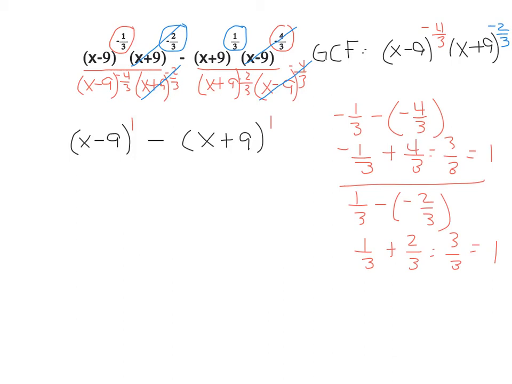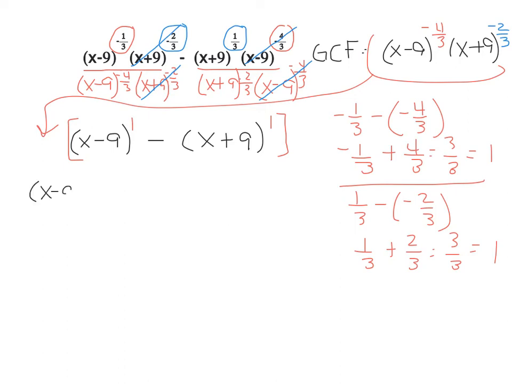Okay, so I did forget, so let's make sure we come back and put that in. I won't have room here, but remember, all of this is inside of a bracket with that greatest common factor we have up here in front. So if we can write all of this, it's going to be challenging to fit it all in, but let's see what we can do. So we have an x minus 9 to the negative 4/3, x plus 9 to the negative 2/3 is our greatest common factor.